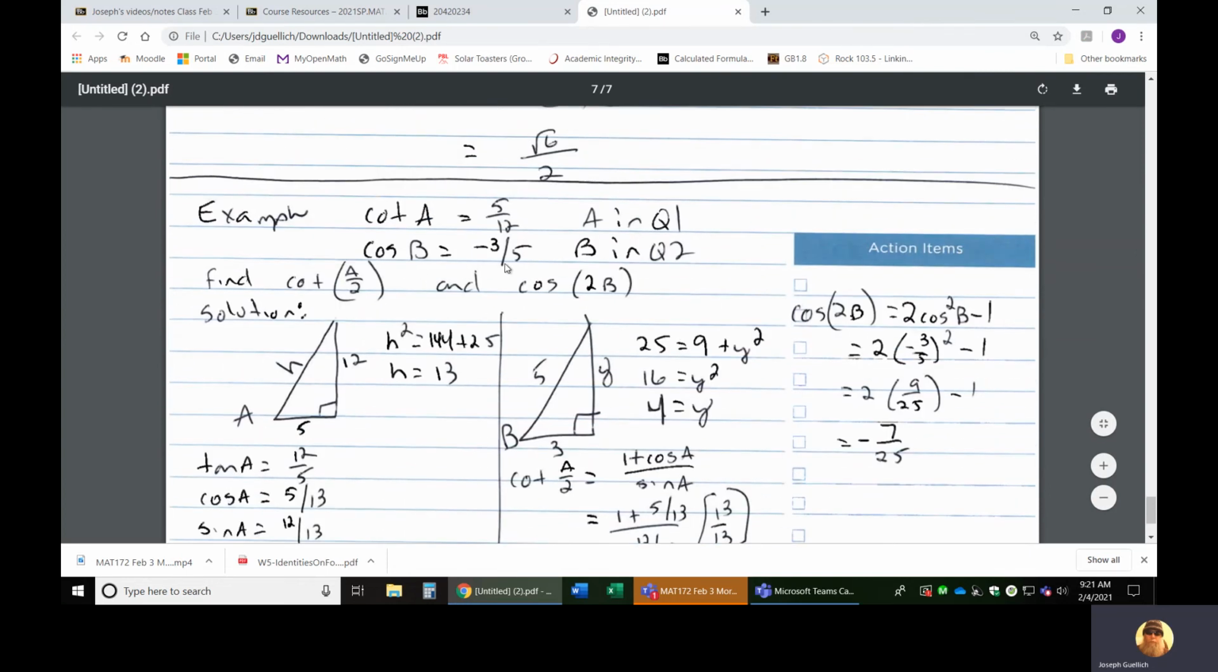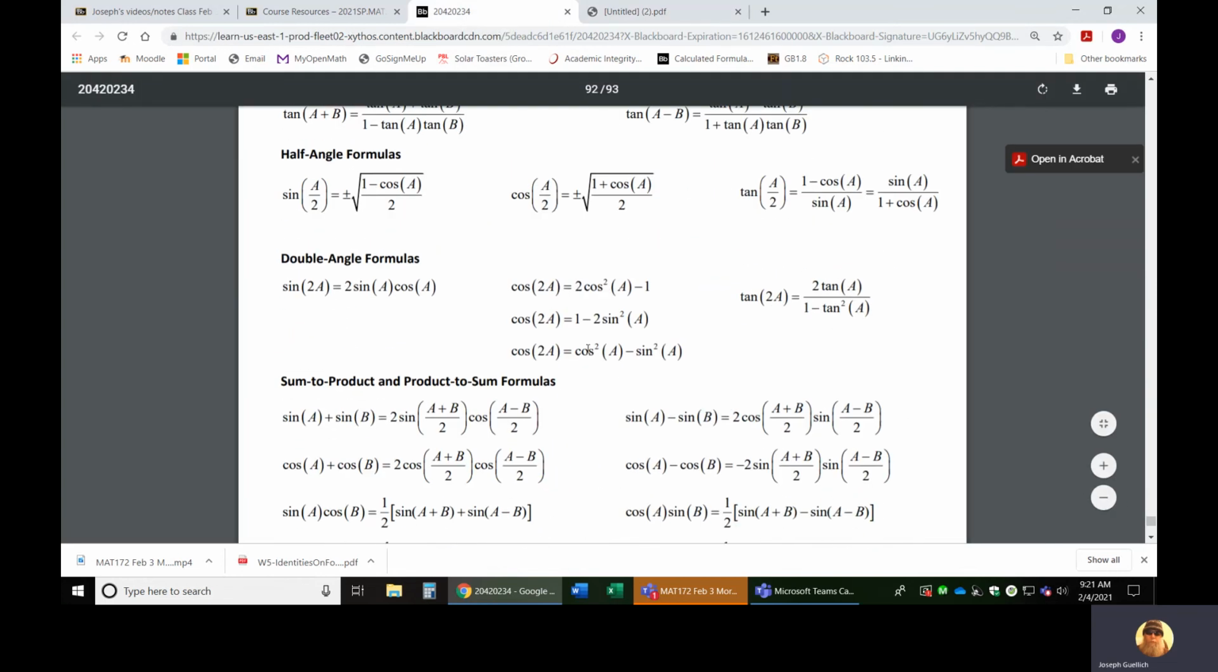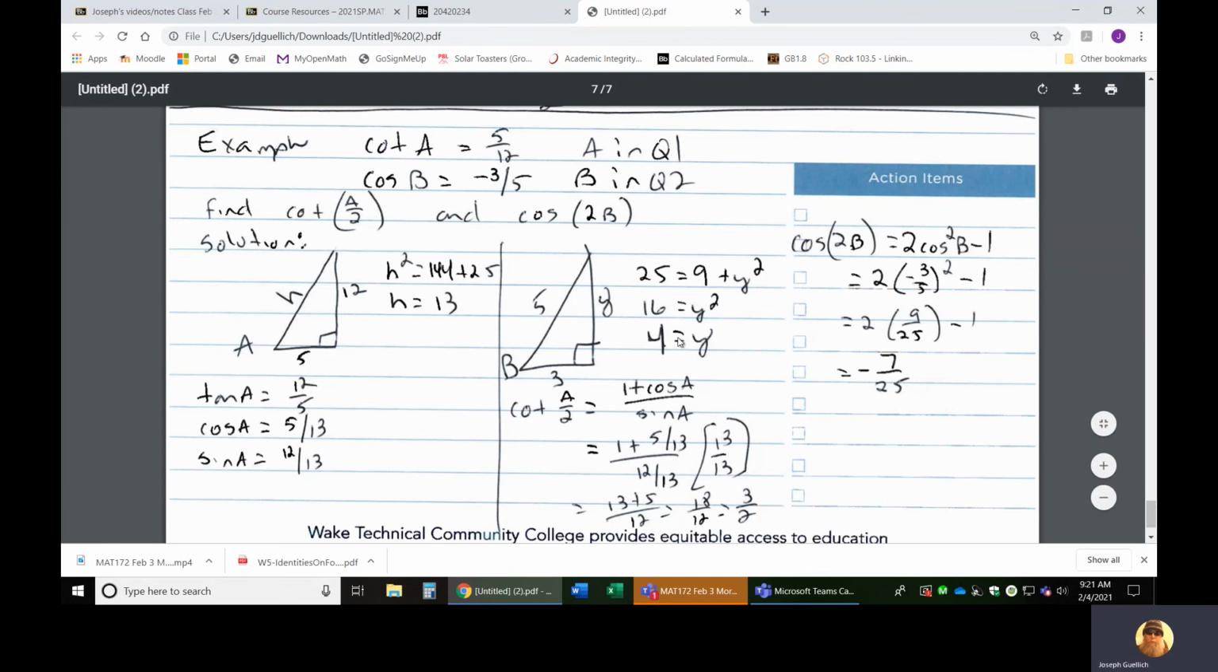For this particular cosine B, we don't really need the triangle at all, which is why I didn't write sine B, cosine B. Look at the formula for cosine of the double angle. It has 3 variations, one of which just uses cosine. So I was given cosine to begin with, so I didn't need to do all that other stuff. If you needed to do all that other stuff, then you would. But I just dropped in cosine of B, -3 over 5, square it, 9 over 25, multiply, subtract 1, you're done. Like that. That's the end of this video.